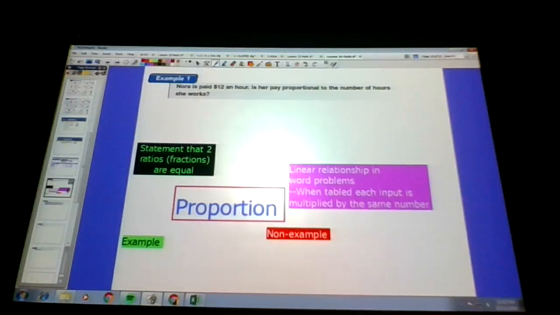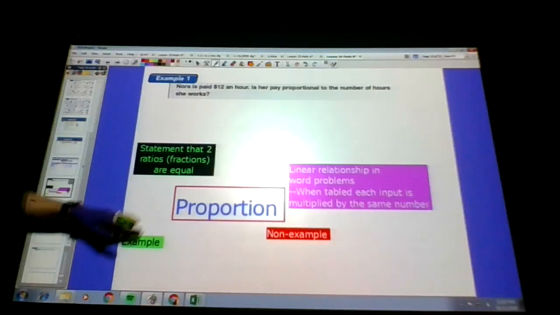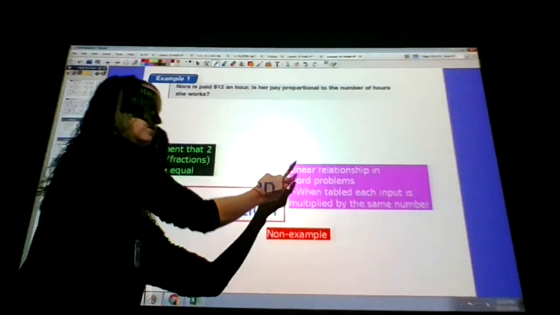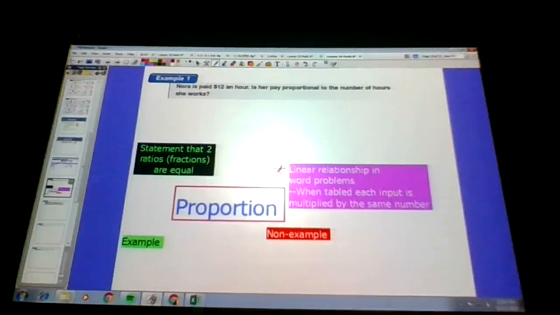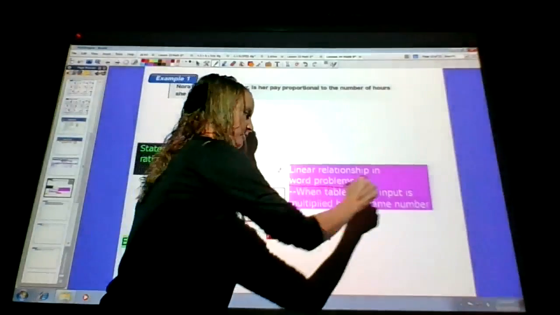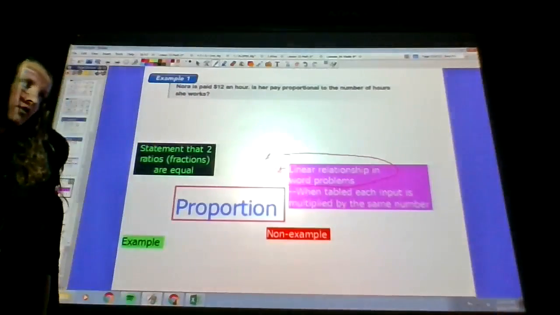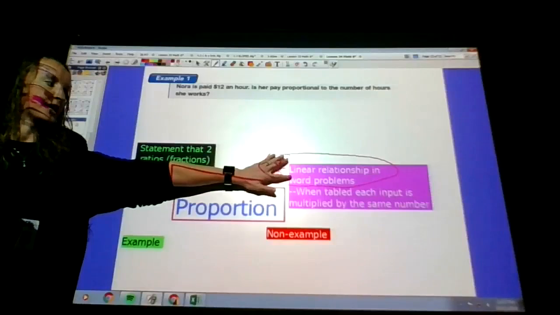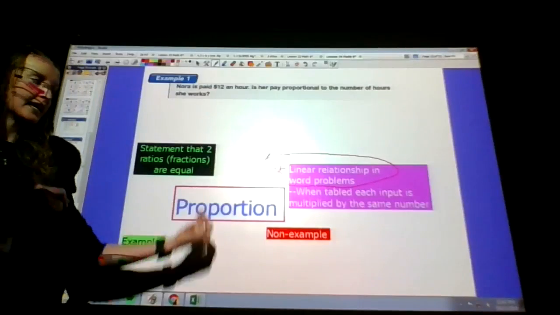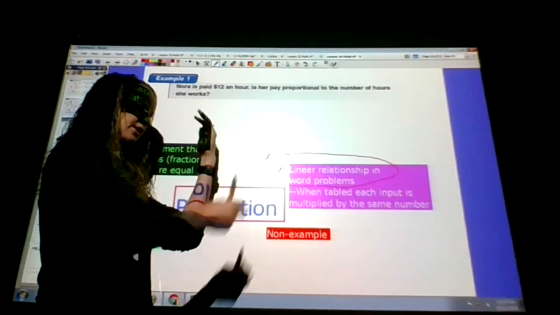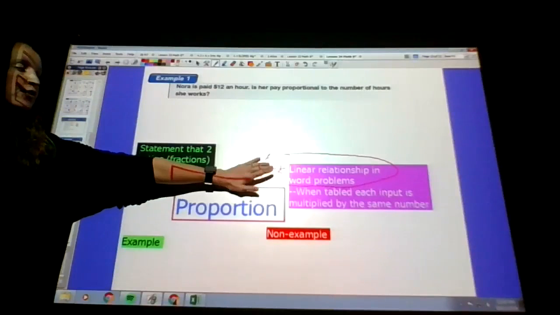And if you already put that it's a fraction equal to a fraction, I need you to put right here, linear relationship and sums. Sometimes you're just given proportions, but sometimes you're given word problems. I'm guessing that some of you might have even had some question like this. When you have a linear relationship in word problems, you are going to make a table and make sure that the input is multiplied by the same number consistently throughout the whole thing. And so we're going to go through what that would look like.